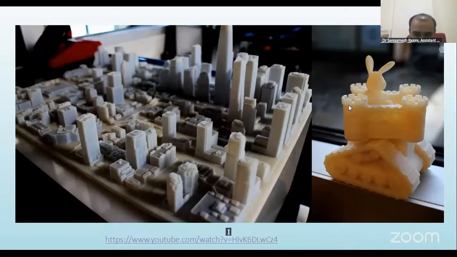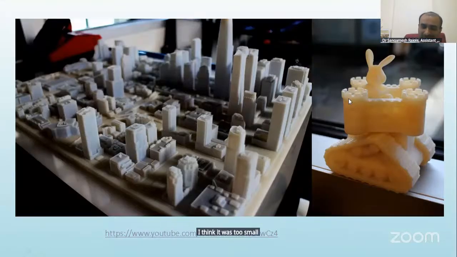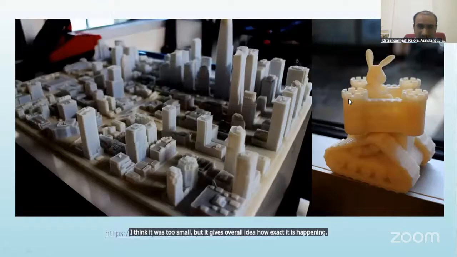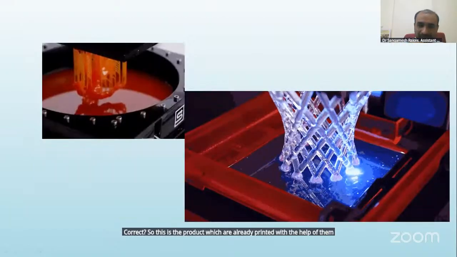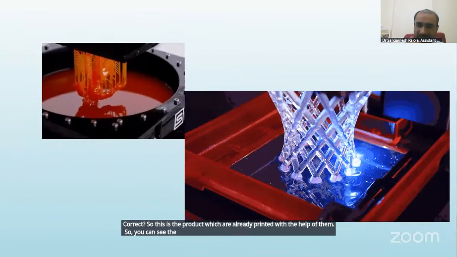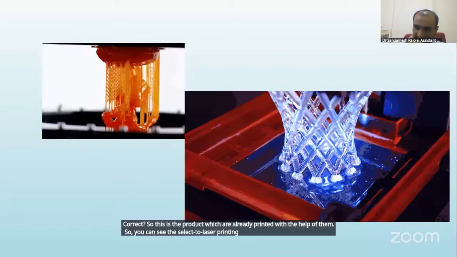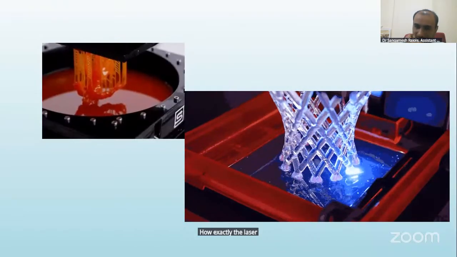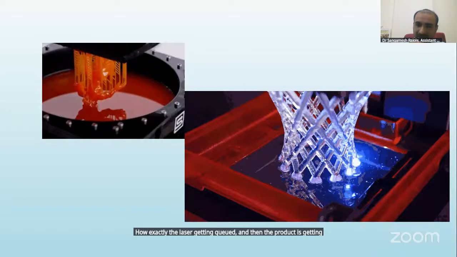I think it was too small, but it gives an overall idea of how exactly it is happening. So this is a product which has already been printed with the help of them. You can see in selective laser printing how exactly the laser gets cured and then the product is developed in every step.